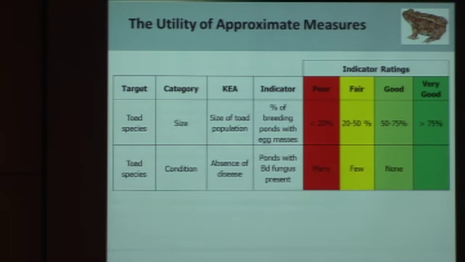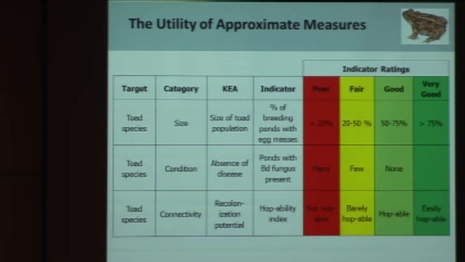We might have another condition that we care about, which is the absence of chytrid disease, of BD. And in this case, maybe the measurement, all we really need is none, few, or many. Because as soon as you have some disease in one of those ponds, you got a management issue. Does it really matter how much? No, I mean, it's none versus few versus many.